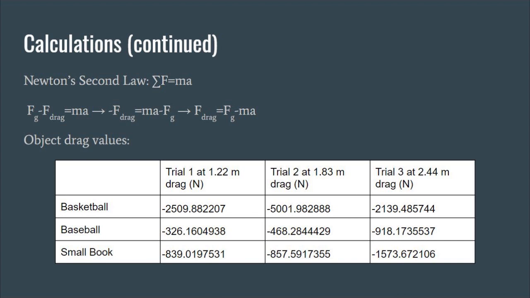So now for the latter part of calculations, we use Newton's second law, which states that the sum of all forces is equal to the mass times the acceleration. So the force of gravity going down minus the force of drag going up is equal to the mass times the acceleration. Algebraically altering the equation, we get that the force of drag, or air resistance, is equal to the force of gravity minus mass times acceleration. And in the chart below, you can see in newtons the calculated force of drag for each object at each different trial.